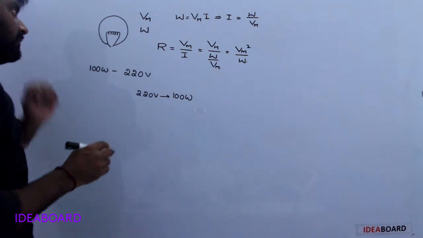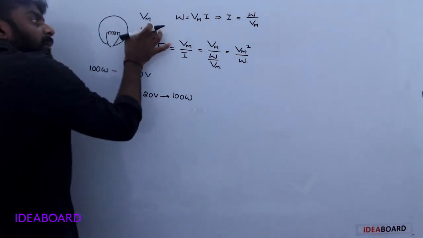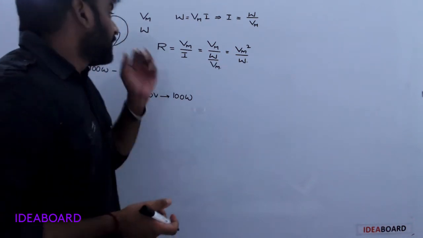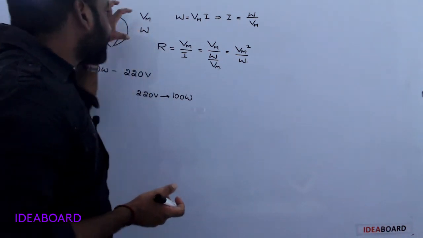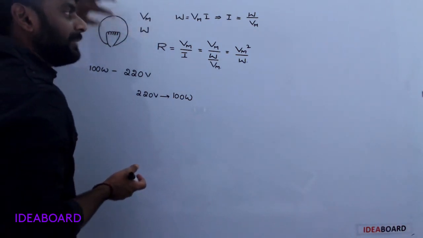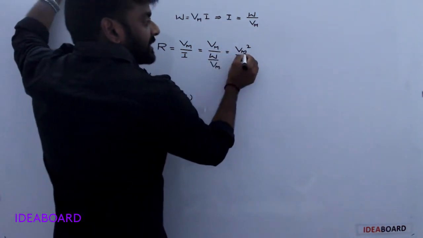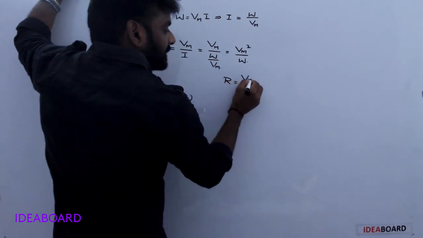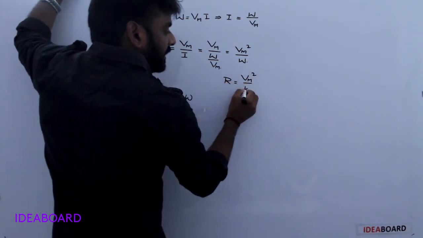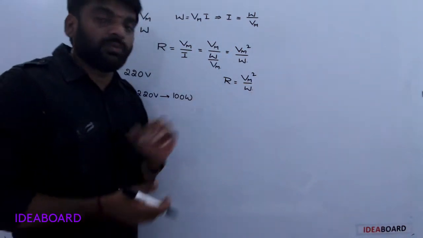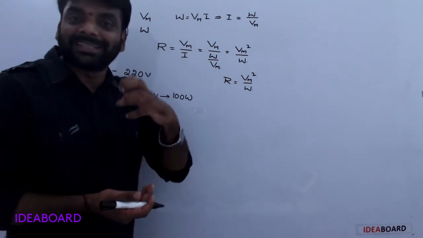Here W in the sense wattage, that is power. Okay, so mentioned voltage, mentioned wattage, resistance in this bulb is V suffix M square by W. It is mentioned voltage and mentioned wattage. Wattage in the sense power.